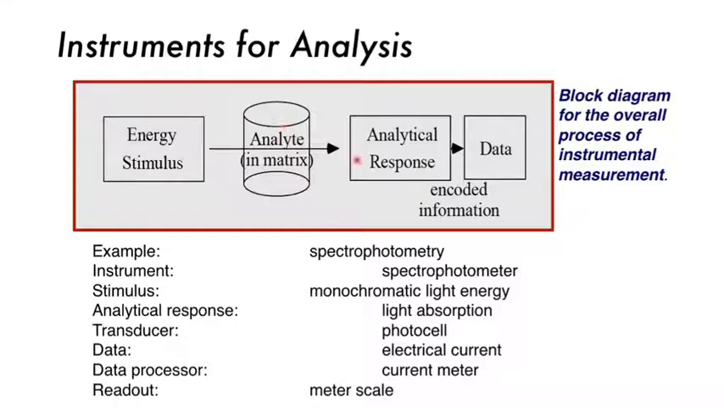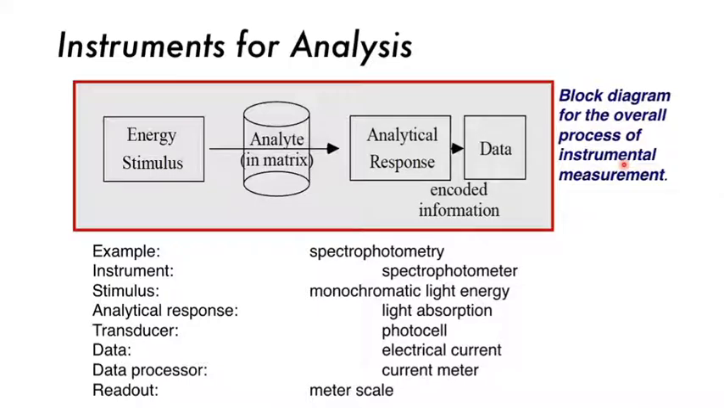And then that produces an analytical response, which generally we convert into electricity. That electricity can then be passed through the circuit inside the instrument to be recorded by the encoder. So the encoder records that information, and then we get the final data out. So this is a block diagram for the overall process of instrumental measurement.